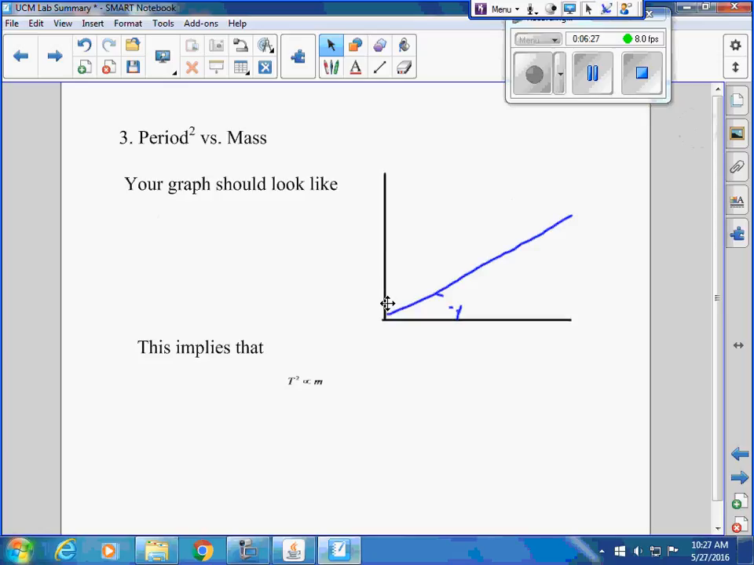Gives us a linear relationship, which implies then that T squared is proportional to m. So we've got three proportionality statements, all based on T squared. Right? The bigger the mass, the slower it goes, which means the bigger the period. The period is the time it takes to go around all at once.